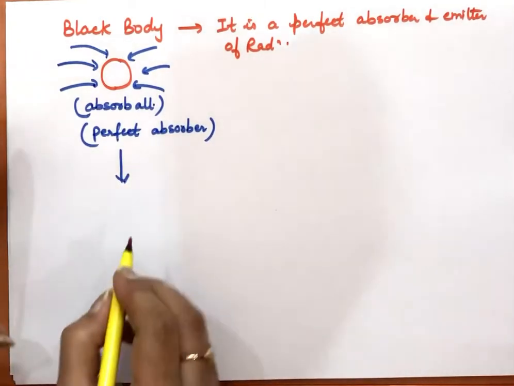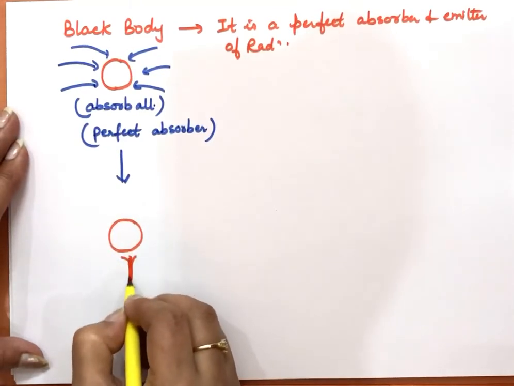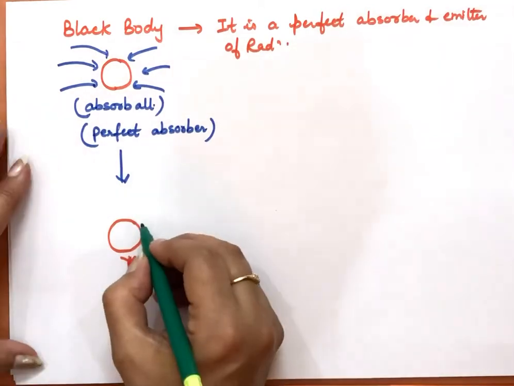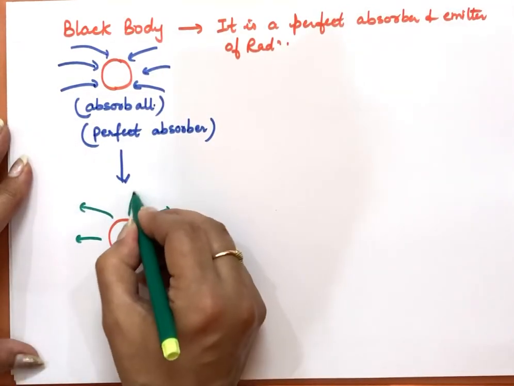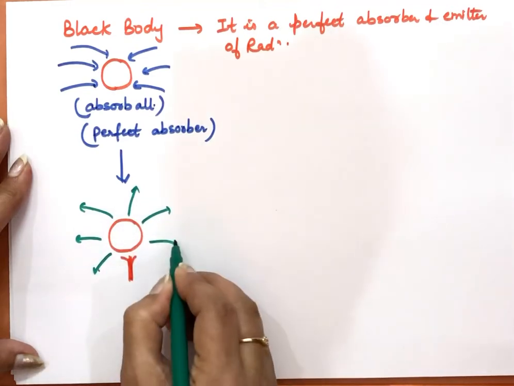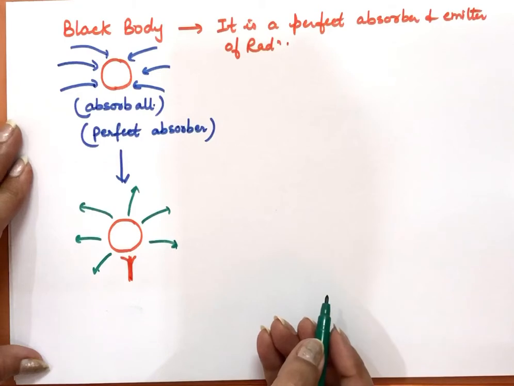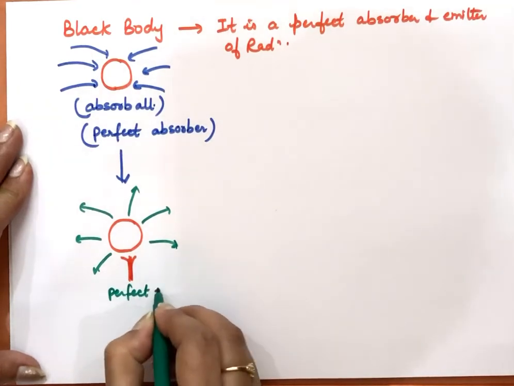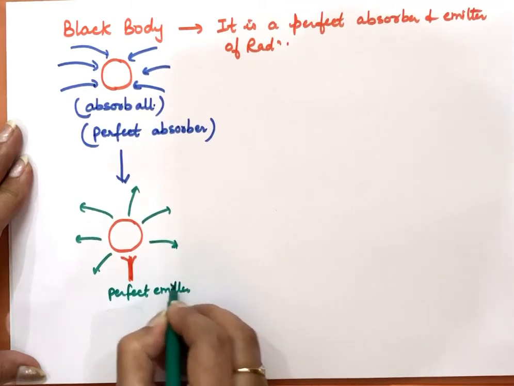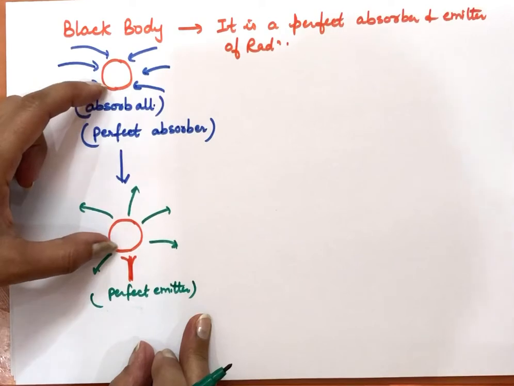Now what we'll do is heat this same body. On heating, what will happen? All wavelength radiations are also emitted by this body. No wavelength radiation will be left inside, all radiations will be emitted. So now we'll say that it is a perfect emitter also. This kind of body, which is a perfect absorber and emitter of radiation, is known as a black body.